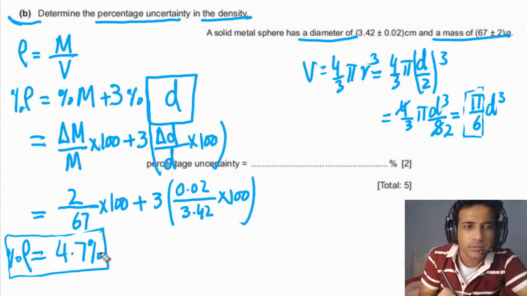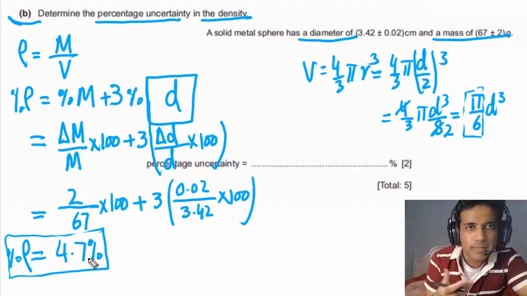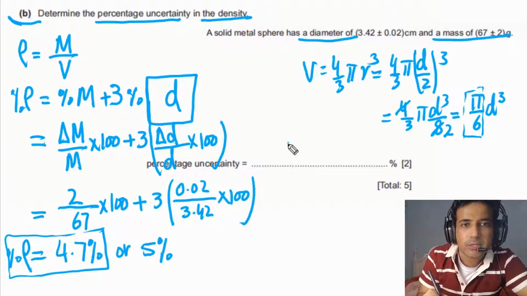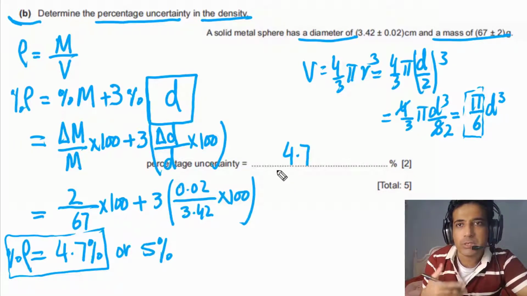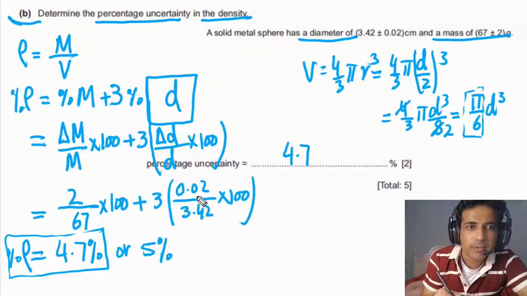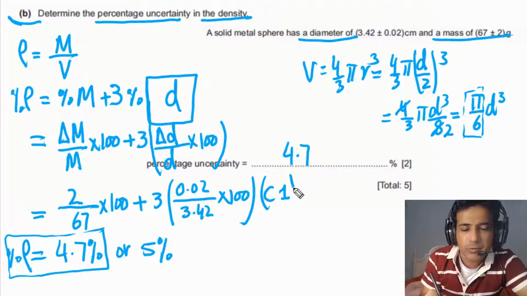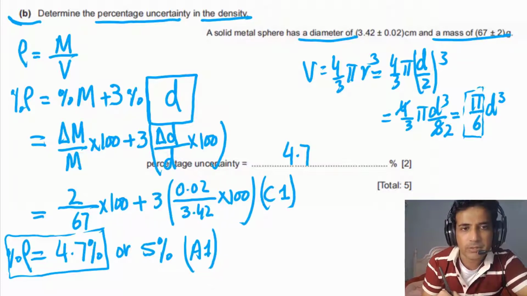Percentage uncertainty can be written to 2 SF, or you can use 1 SF. It is acceptable to use 1 or 2 SF. In this case we will write our answer to 2 SF. So this is the final answer. This question has 2 marks. The first mark you will get if you have written this step, and the second mark you will get if you have the right value of percentage uncertainty.